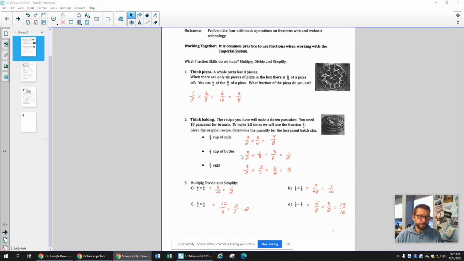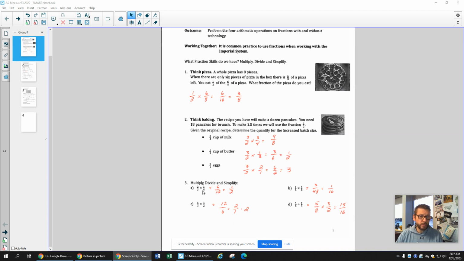For the butter, 3/2, again, that's what we're increasing by, of 1/3. So 3/2 times 1/3 is 3 times 1 is 3, and 2 times 3 is 6. So if you increase your butter by 1.5 times, or by 3/2, you have 3/6, or you have half a cup of butter. And then the eggs, well, it's pretty tough to do part of an egg, but it works out really well here for the eggs because 3/2 times 2 is 6/2, which is now you get to use 3 whole eggs. And then, of course, we have some practice, right?